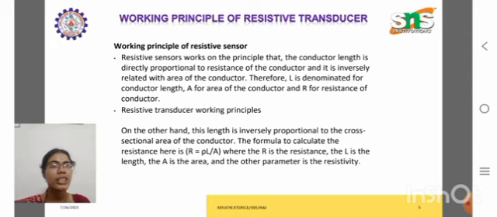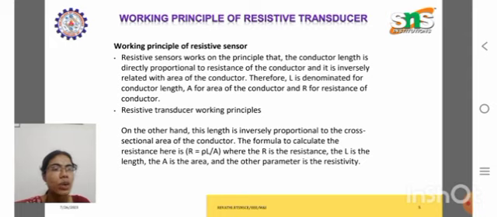Working principle of a resistive transducer. A resistive sensor works on the principle that the conductor length is directly proportional to the resistance of the conductor, and it is inversely related to the area of the conductor. Therefore, L is denoted for conductor length, A for area of the conductor, and R for resistance of the conductor.